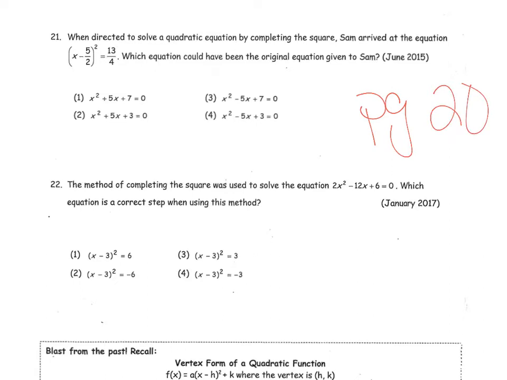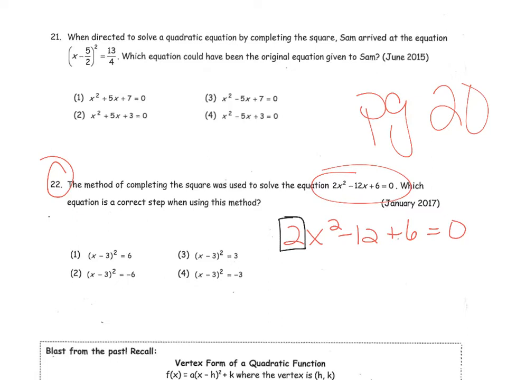Okay, so I actually want to take a look at question number 22 first. We have the method of completing the square was used to solve this equation. Which equation is a correct step when used to solve by using this method? Again, this is another Regents question. Now, you guys have to remember when we complete the square, do you remember what I said about the a value? What does this a value have to be to complete the square? It has to be 1.